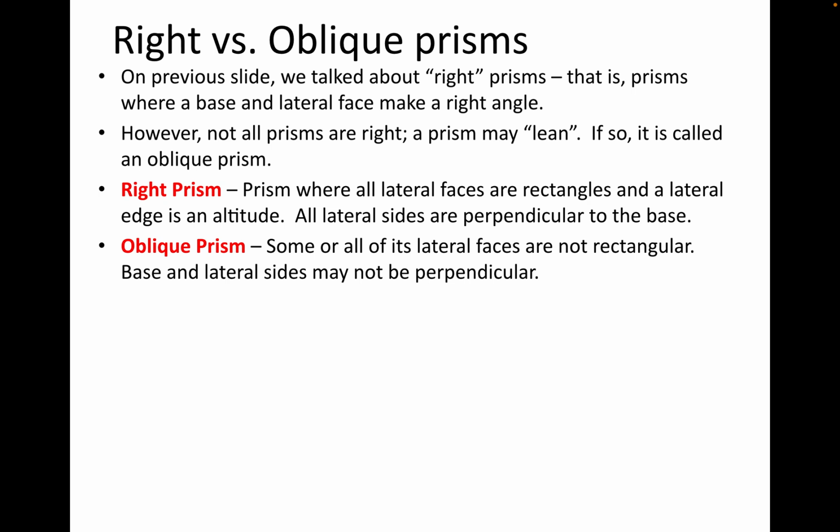An oblique prism: some or all of its lateral faces are not rectangles. They could be parallelograms, and the base and lateral sides may not be perpendicular. So let me show you graphically what's going on here.